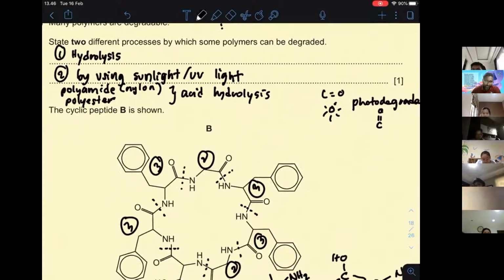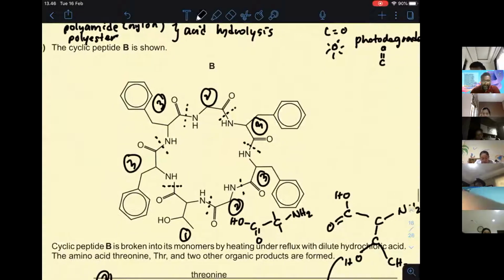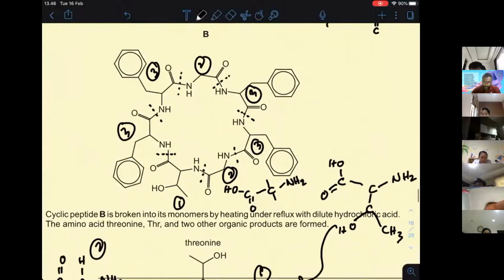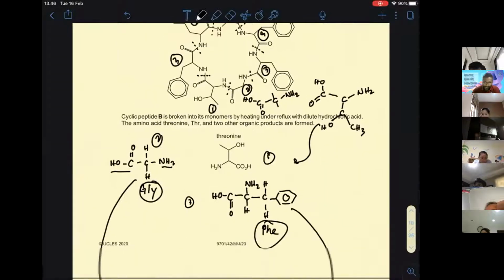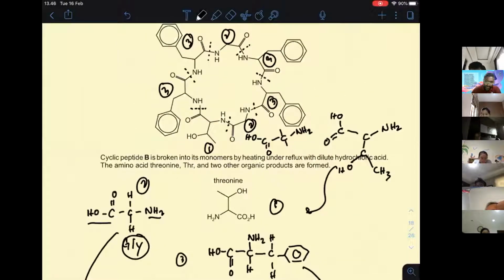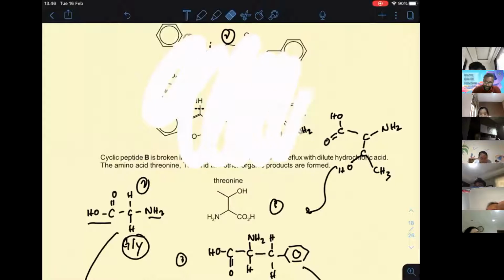Now, next is a cyclic peptide B is shown. For this one, maybe I have written over here. So maybe I'll use a different ink over here so that you can see. So what I did, maybe I think better I'll just do it again.